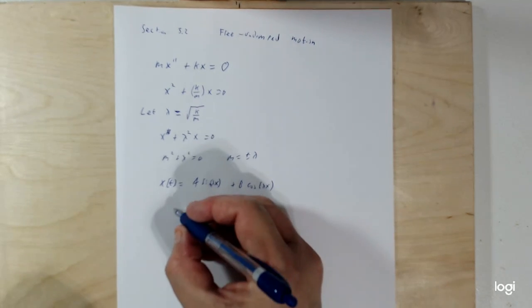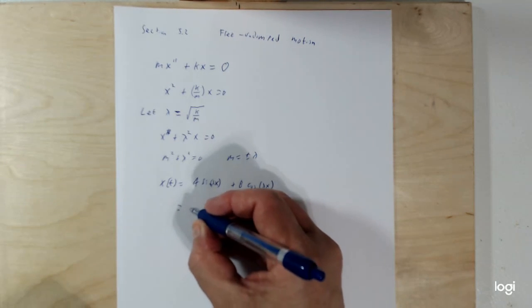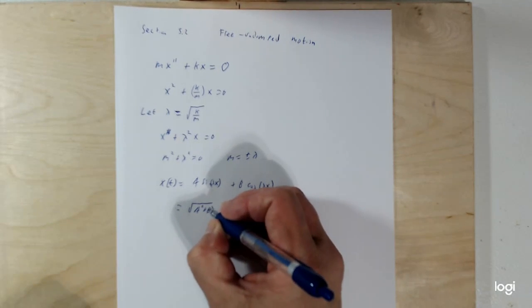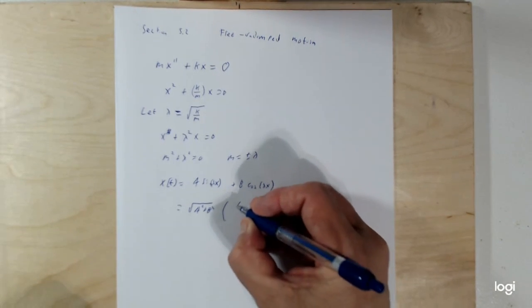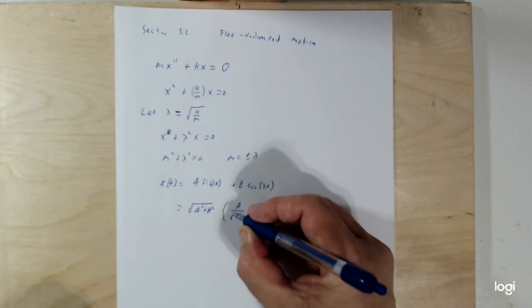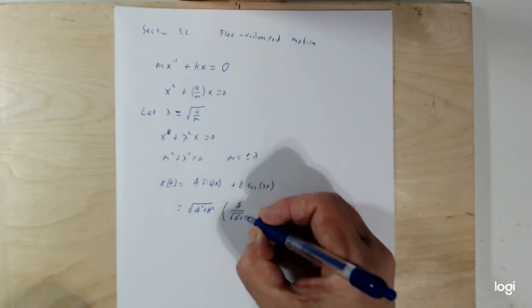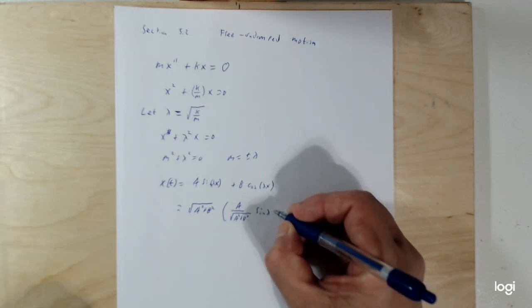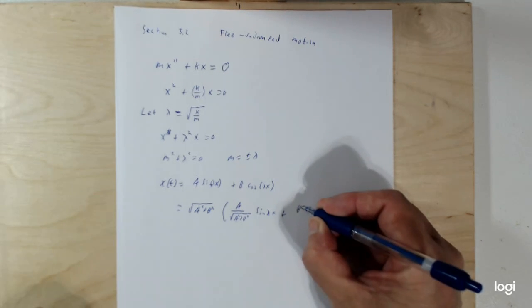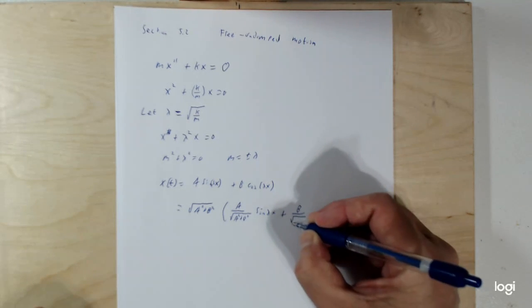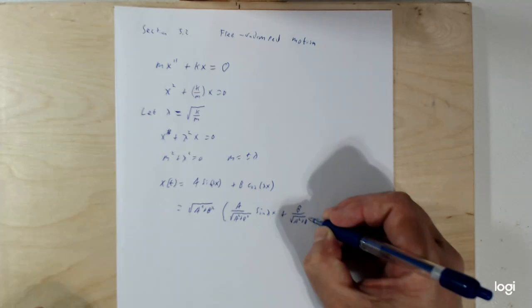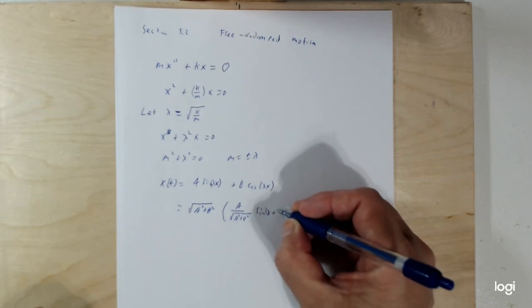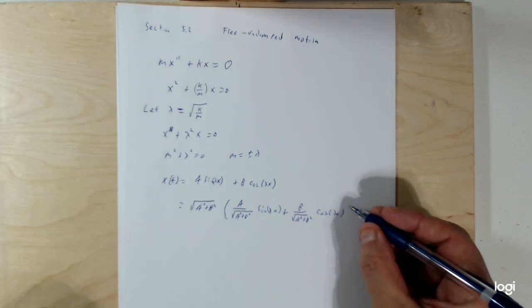So I'm going to rewrite this as the square root of a squared plus b squared times a over root a squared plus b squared times sine of lambda x plus b over square root of a squared plus b squared cosine of lambda x. That's sort of a strange thing to do.